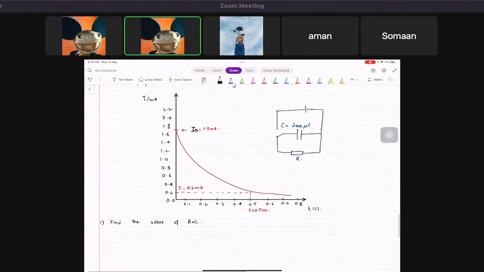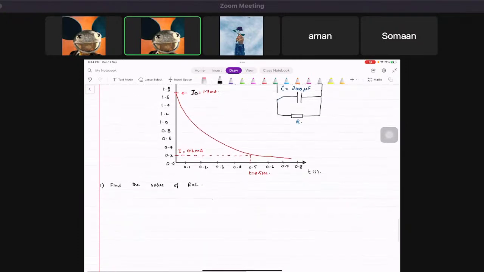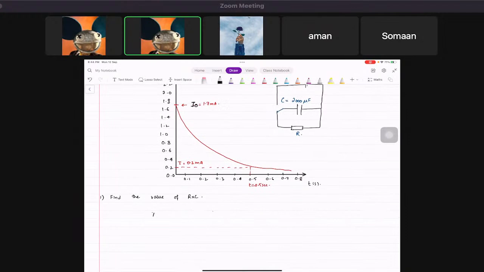Okay, so I know this is a current graph, so I would use the equation I equals I naught e to the minus t over RC. I want this RC function, right? So what I'm going to do is say, okay, I was 0.2 milliamps, and I'm going to divide by I naught, which is 1.7 milliamps. I'm left with minus t, which was 0.5, over RC, like that. Is it clear, everybody?